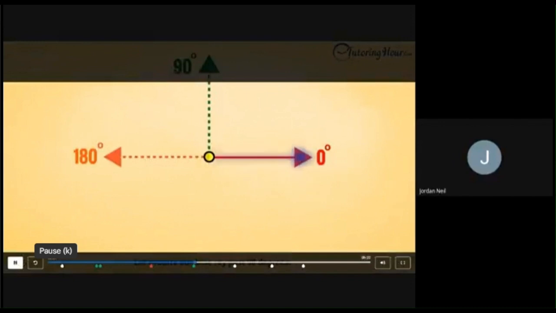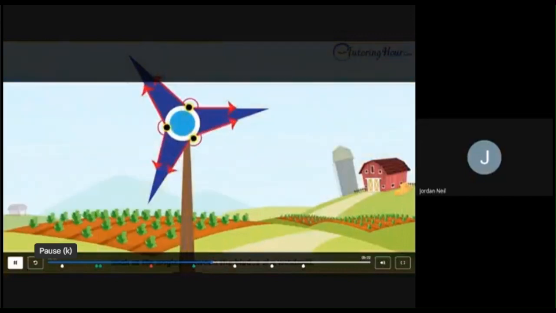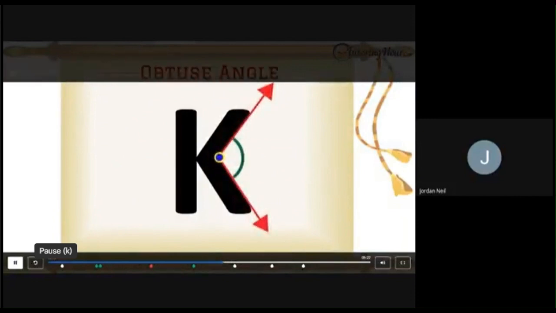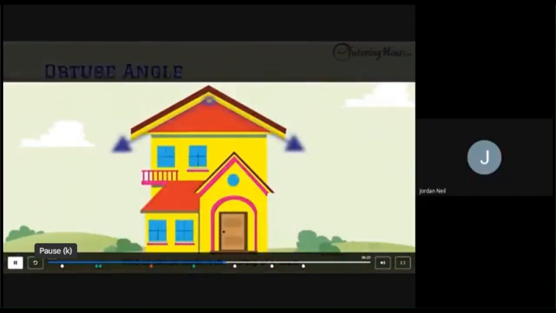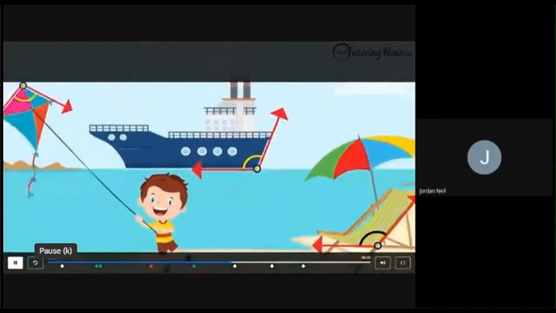Moving on, let's rotate our blue ray past 90 degrees. Now this angle formed here, as you can see, is larger than 90 degrees, but less than 180 degrees. This is an obtuse angle. Look at the angles between the blades of a windmill. They lie somewhere between 90 degrees and 180 degrees. Therefore, they are obtuse. The letter K has one obtuse angle here. Find an obtuse angle in the rooftop of a house. These are just a drop in the ocean of obtuse angles that surrounds you. Look around for a good number of examples.